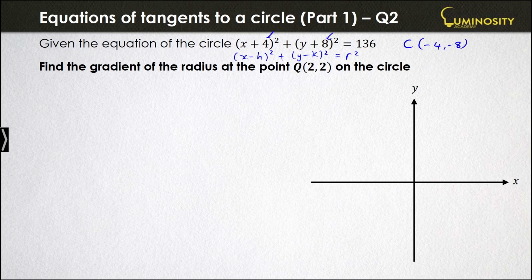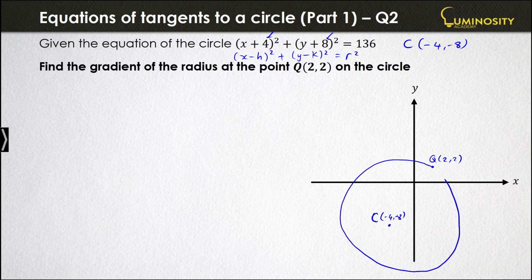We want to find the gradient of the radius at the point Q(2, 2). So here's the point Q(2, 2), and the center point is somewhere down here, C, which is (−4, −8). Okay, so the circle will look something like this. So the radius line, R, you can see it's going to be a positive gradient, right, because it's increasing from left to right.